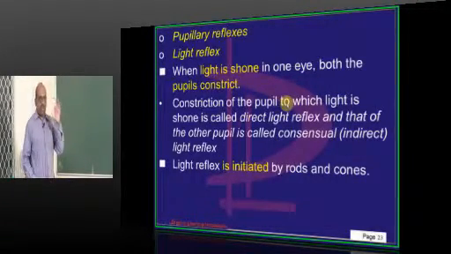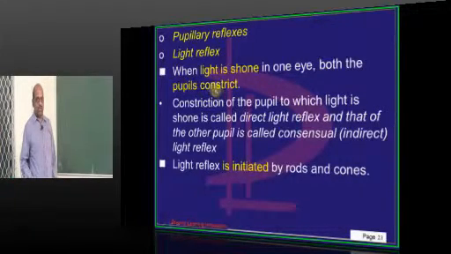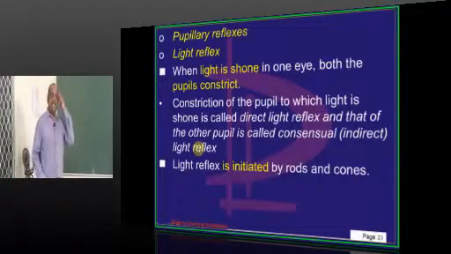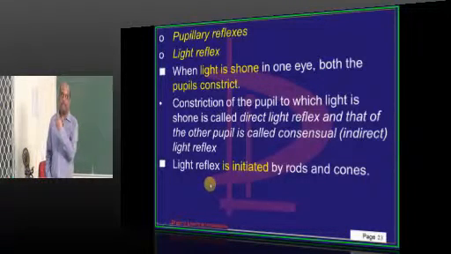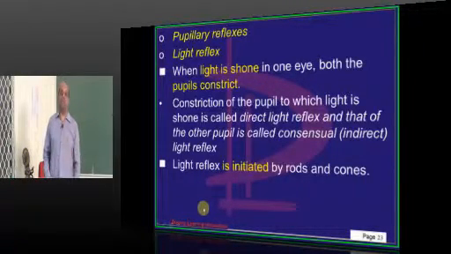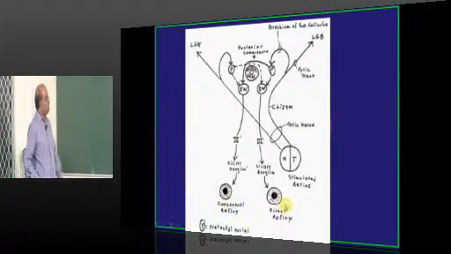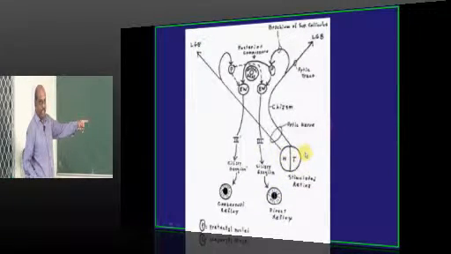When the light is thrown in one eye, both the pupils constrict. Already we said it is called direct and consensual reflex. How is this happening? The light perception is initiated by rods and cones in the retina. So where are we now? We are at the level of the retina. It has a nasal and a temporal part. So here the light perception is perceived.